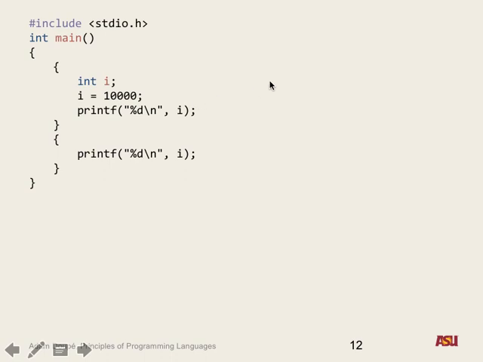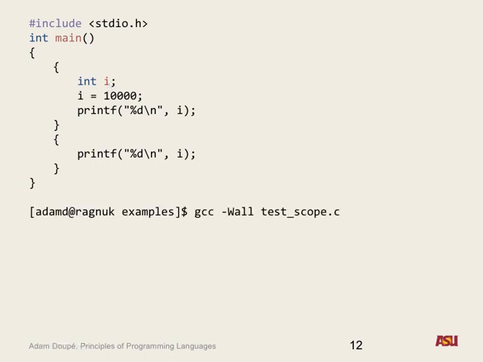Wouldn't it say that the second I is not valid in that scope? The one in the second block. So what's the problem here? It's not declared. It's not declared, but I declared it right here. But that's only in that block. So what's going to happen when I try to compile this? It's going to say that.